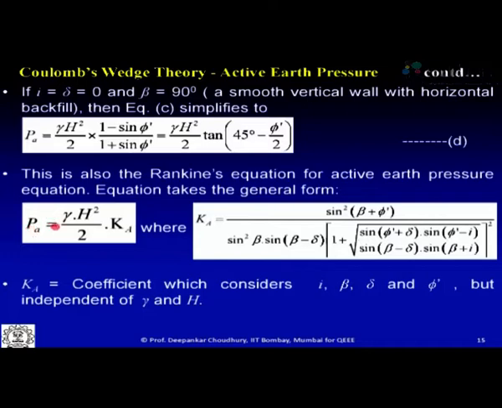That means PA equals half Ka gamma h square. So how will this active earth pressure coefficient Ka take shape, or for Coulomb's analysis, how will the expression of Ka be represented? By putting this equation of PA, you can always get the expression of Ka, that is the coefficient of active earth pressure under Coulomb's earth pressure theory or wedge theory.